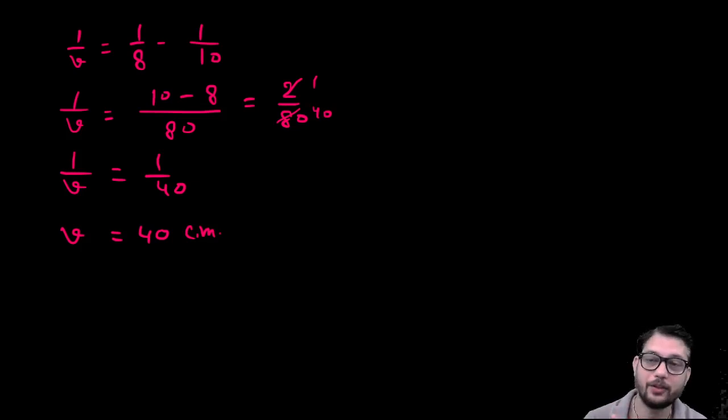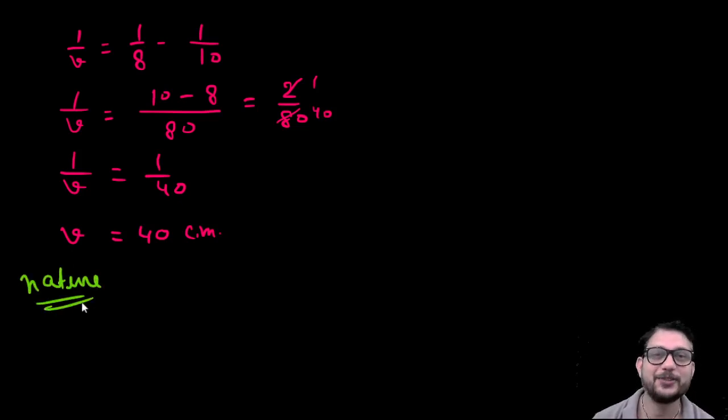I hope that it is now clear. Now the nature of the image we have to discuss. As you know, the nature is basically the position, or we can say at what position the image is formed, that exactly tells about the nature of the image. As you can see, here v is positive. So v is positive, what does it mean?